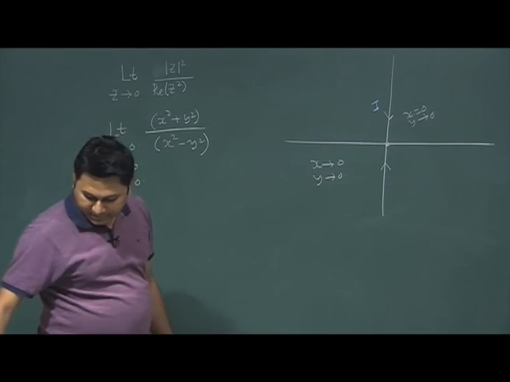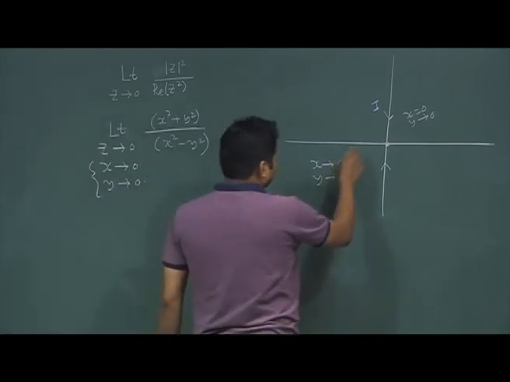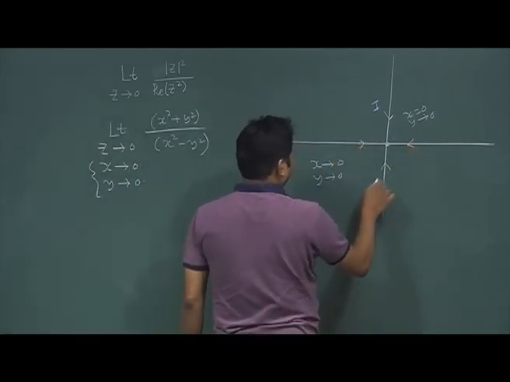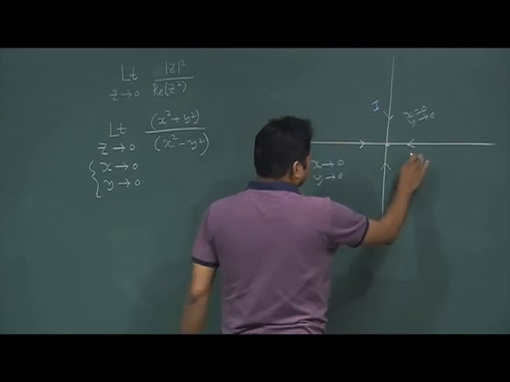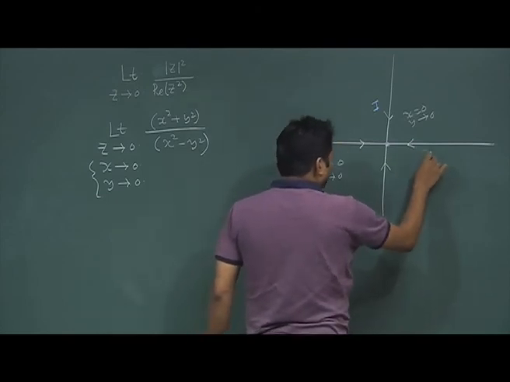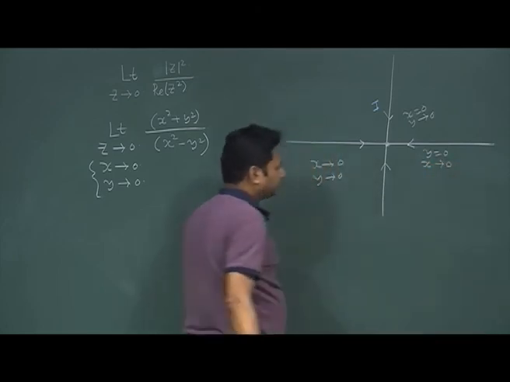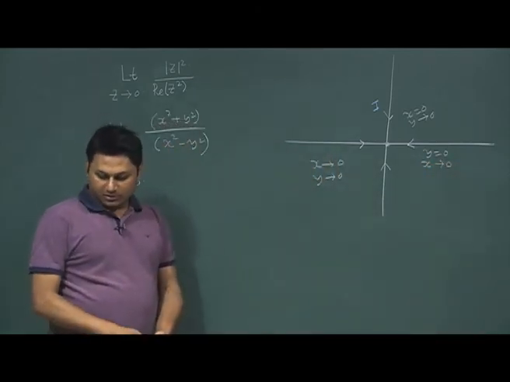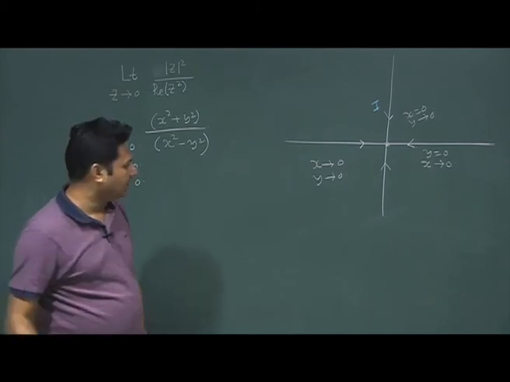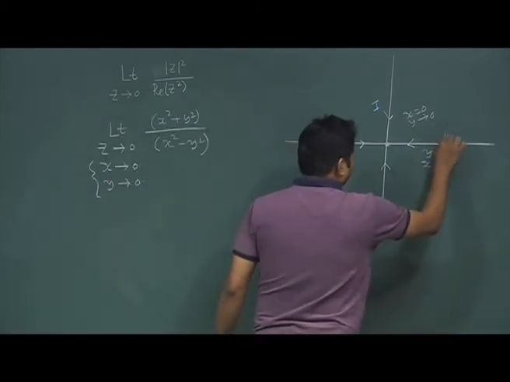Another approach you can readily understand, maybe this. I can approach from this side. This side, what is the condition? y is equal to 0 and x approaches 0. This is approach 2.